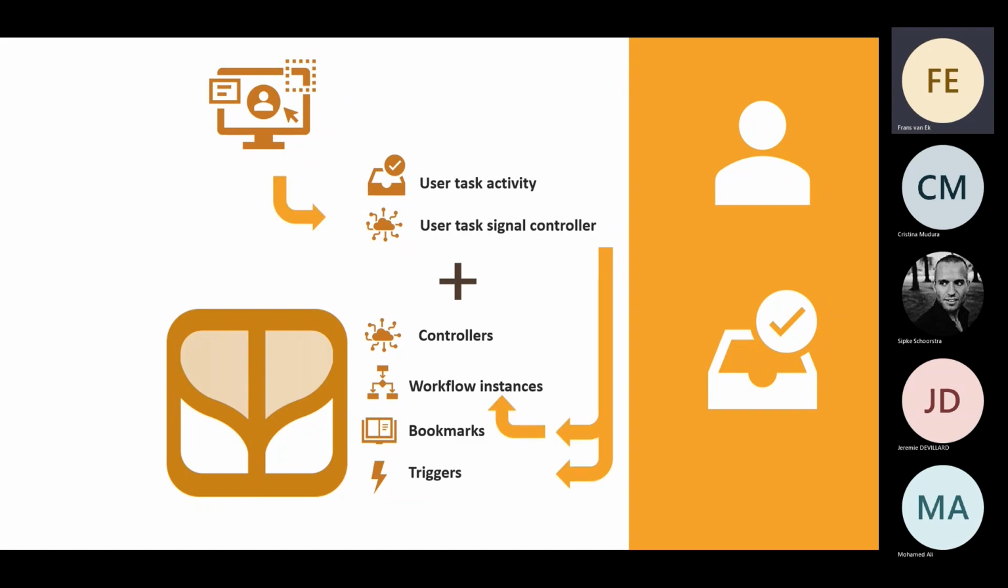And how it works is that the UI will send a signal to the user task signal controller, and this controller can look at which bookmarks are actually waiting on the type of a user task, and which workflow instances are triggered for that, or can be triggered from that. And this gives the opportunity to get a list back of all the tasks that a user might perform given the workflow instances that are activated.